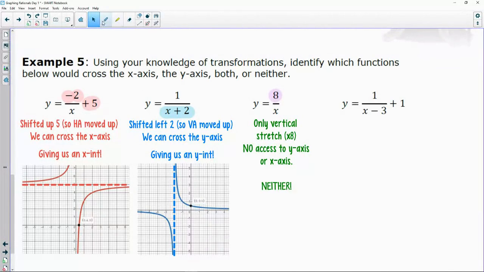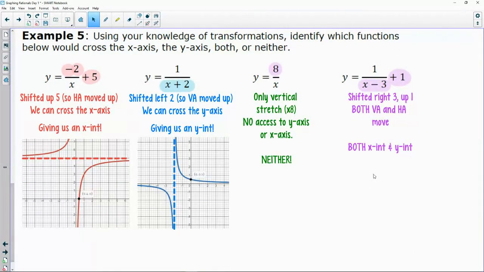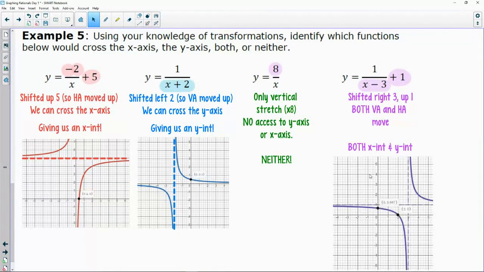And the very, very last one, okay, I see a -3. I see a +1. So this one is shifting right and up 1. So I am not only changing the vertical, I'm also changing the horizontal. Both of them are getting shifted. And if you want, here's a quick sketch. You don't have to sketch. I just wanted you to visually get a chance to see what I was talking about.